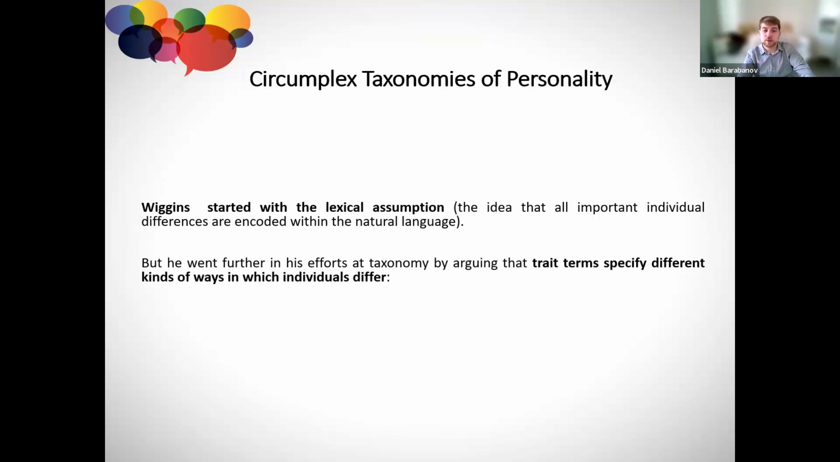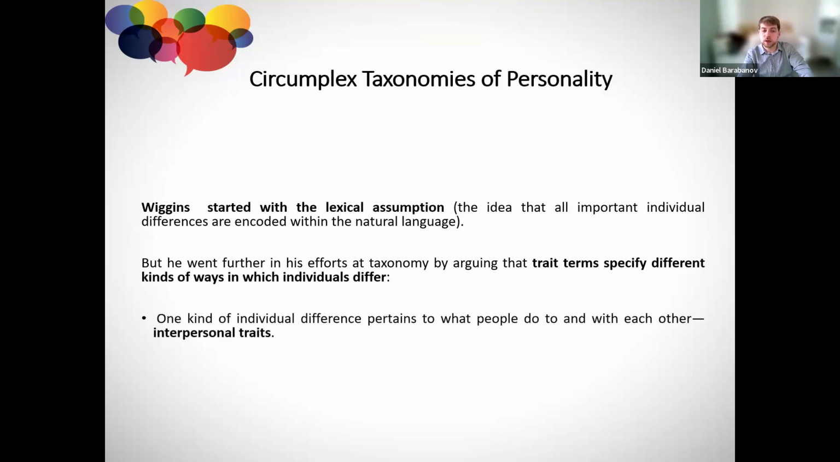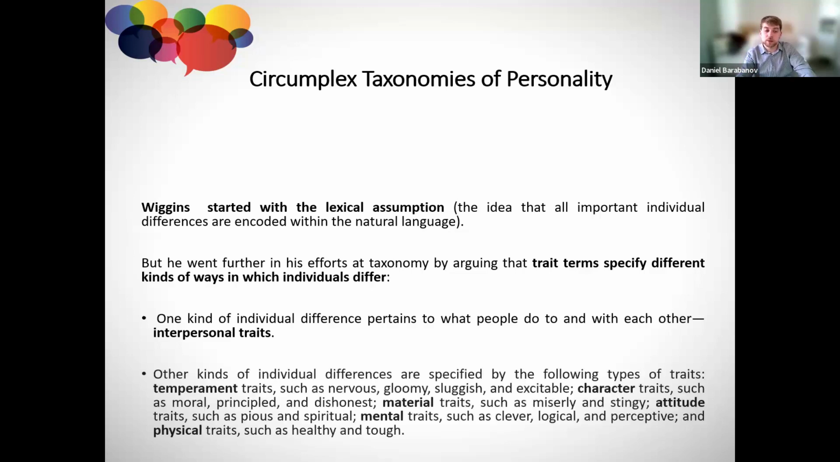But he decided to create his taxonomy by arguing that trait terms specify different kinds of ways in which individuals differ. One kind of individual difference is connected with how people interact and communicate with each other, and it was called interpersonal traits. Other kinds of individual differences can include temperamental differences, character differences, material traits, how you deal with money, attitude, mental traits, and physical traits. But his main circumplex model is focused on interpersonal traits, so how people communicate and interact with each other and how they differ on this basis.